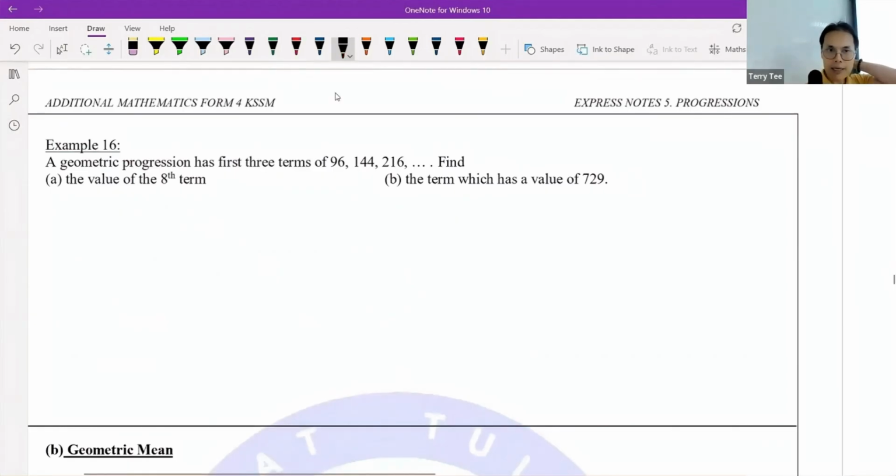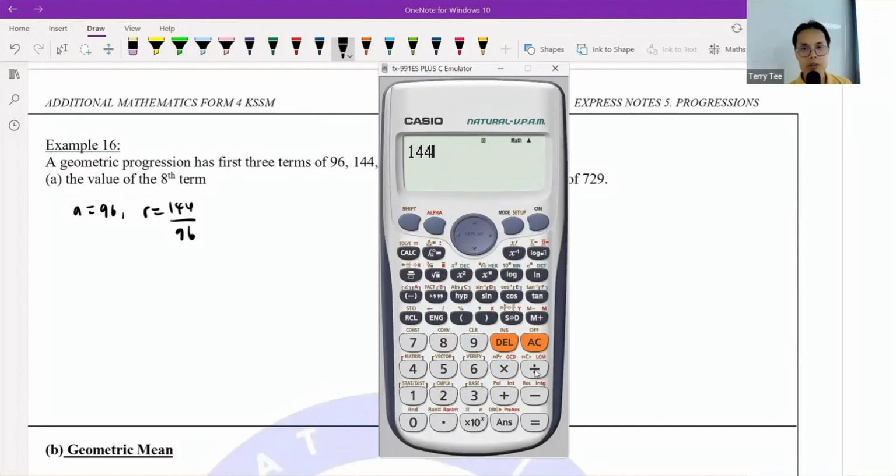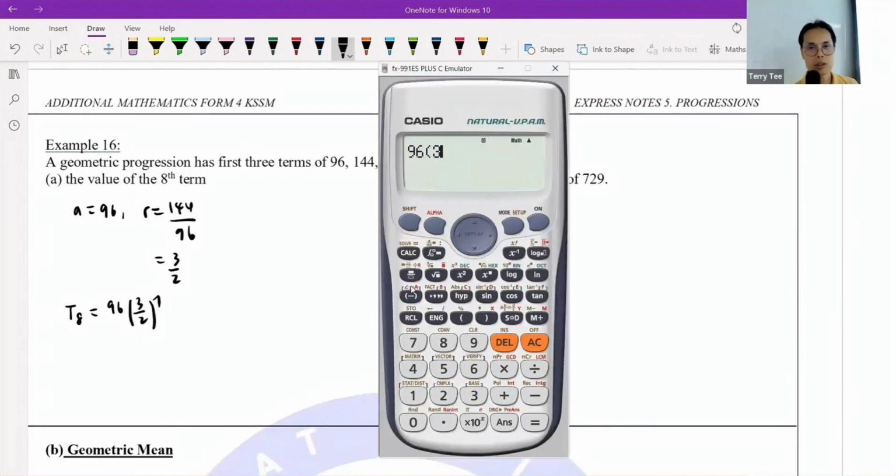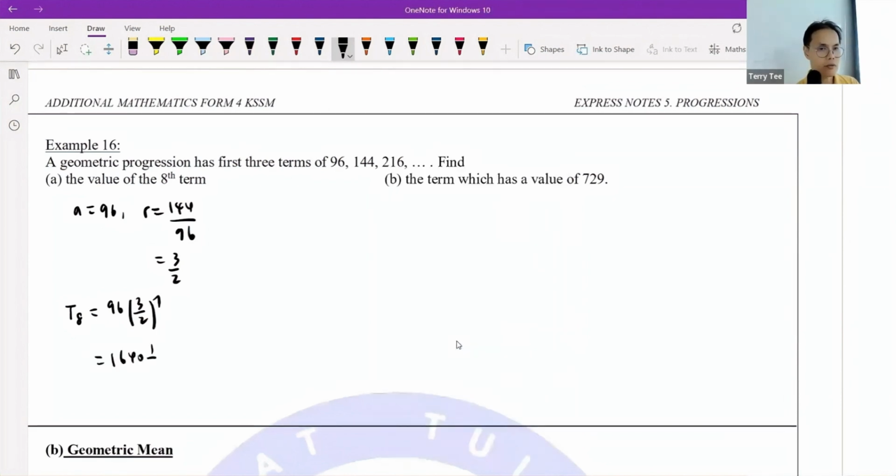Example number 16. First one, how do you find the value of the 8th term? My A is 96. My common ratio R is 144 divided by 96, which is 3 over 2. To find the 8th term, T8, use A R to the power n minus 1. So 96 times 3 over 2 to the power 7. The answer is, wow, a very ugly number. 1640. You can write it as a fraction, 0.25, or 1640 1 over 4.